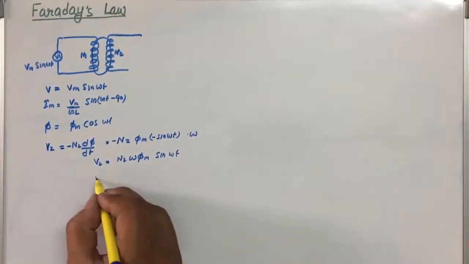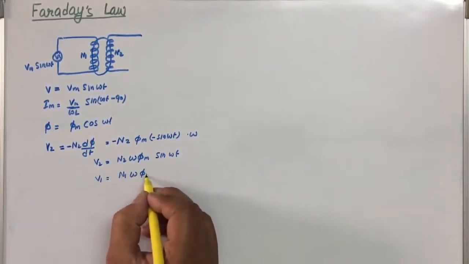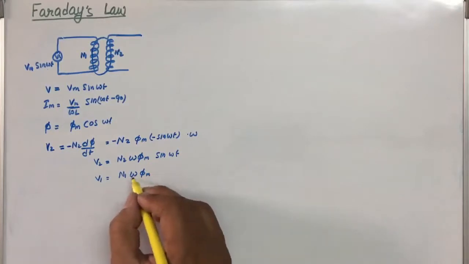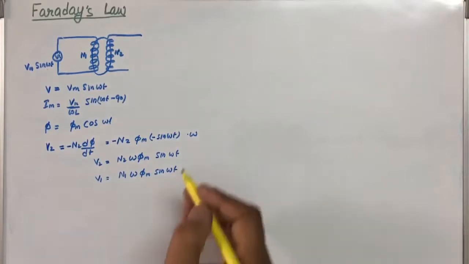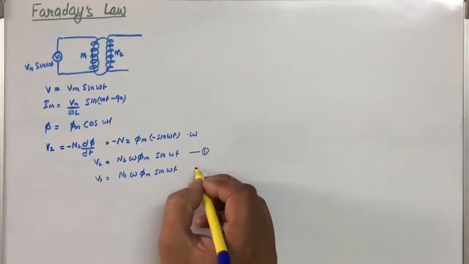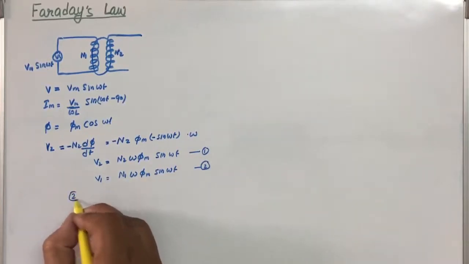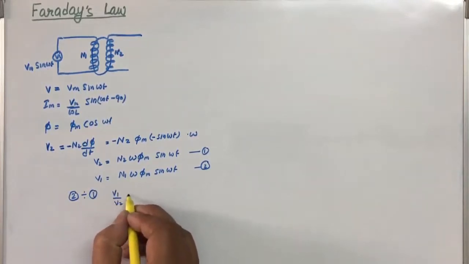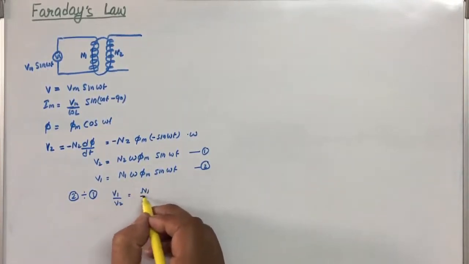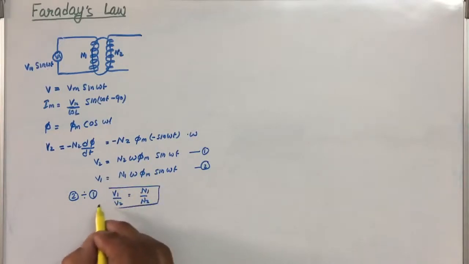Similarly, we can write V1 in the primary winding of the transformer in the same fashion: phi m omega sine omega t. If we have equation 1 and equation 2, then just divide 2 by 1. From here we can say V1 divided by V2 can be written as N1 by N2. The remaining terms will be cancelled out. This is the basic principle of the transformer.